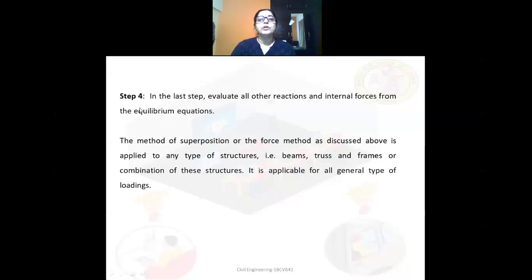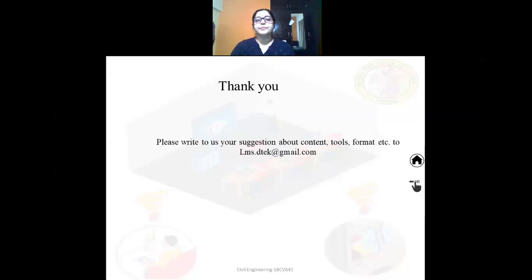In step 4, the last step, evaluate all other reactions and internal forces from the equilibrium equations. If you solve one problem, you'll be able to understand it more clearly. The method of superposition or the force method as discussed above is applicable to any type of structure, whether it is a beam, frame or truss. The procedure is the same. It is applicable for all general types of loading, whether it is a point load, UDL or UVL. For all types of loading, the same procedure is applicable. Thank you.